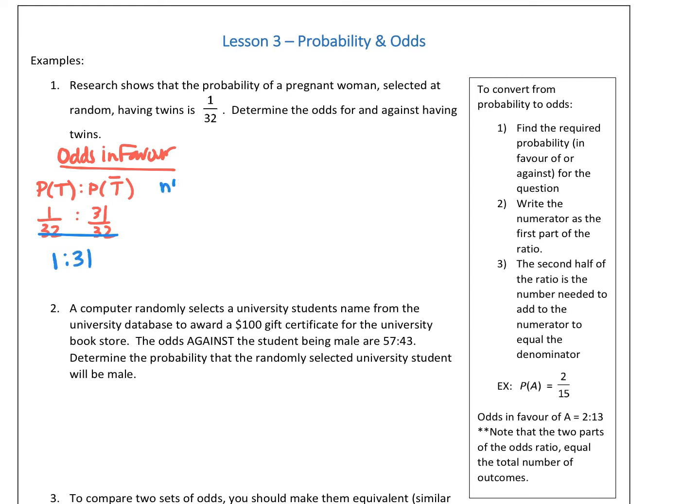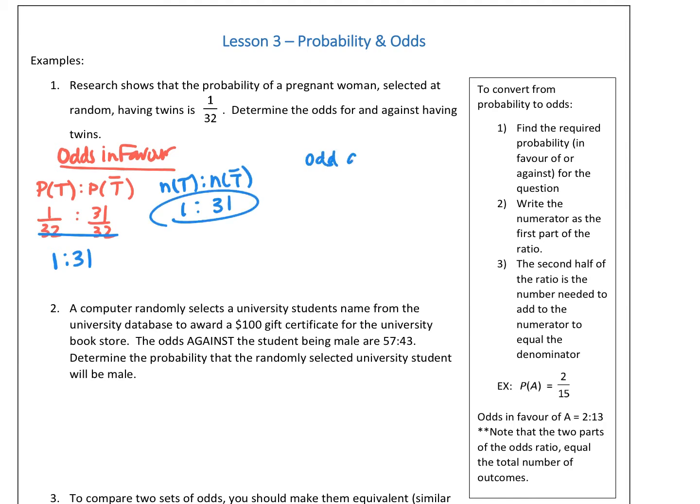You could also just think about the number of twins to the number that are not having twins. So out of my 32, there's 1, and then all the rest of them would not be having twins, so that is 31. Whichever way your brain works, you can think of it as probabilities or odds or numbers, it's totally fine. So my odds in favor is 1 to 31.